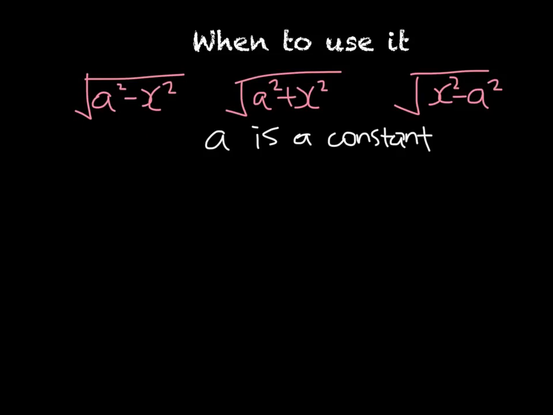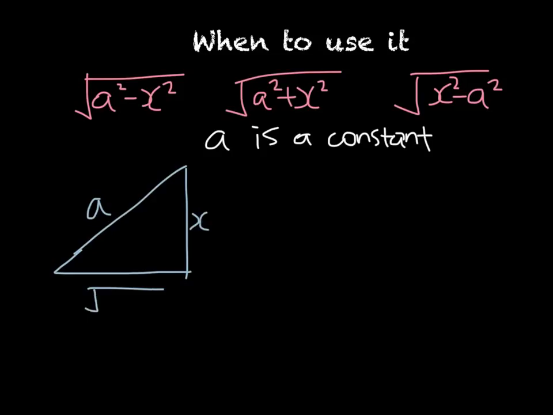We'll draw a right triangle. And since we have an a squared minus x squared, what we'll do is we'll put a as the hypotenuse and x as one of the legs. Then that leaves the other leg as the square root of a squared minus x squared. Now we can call this angle theta, and so we would have that x equals a sine theta.